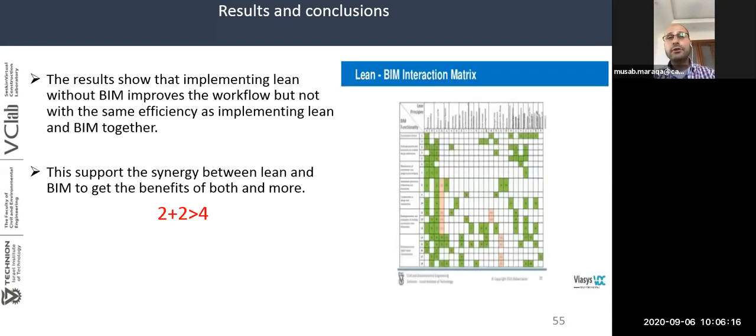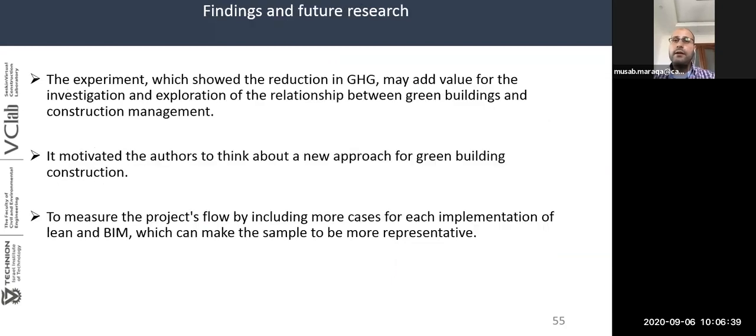The results also showed that implementing Lean without BIM improves the workflow, but not with the same efficiency as implementing Lean and BIM together. And this supports the synergy between Lean and BIM to get the benefits of both and more, and supports the metrics developed by Zaks et al. in 2010.